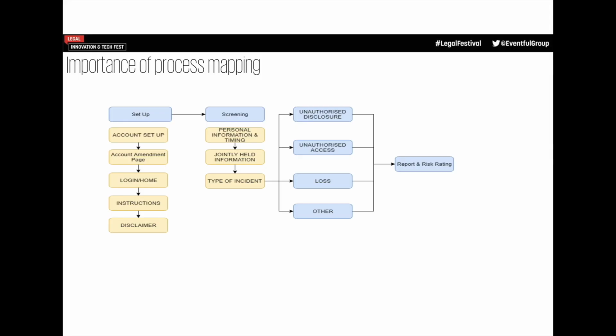Now, process mapping. I've lost my title at the top there, but process mapping became very important. For those of you that may have some familiarity with the legislation we're dealing with here, there are a number of types of data breaches, and indeed you can have multiple types in one event. So you have to work out how that process map works. At a high level, pretty simple. Set up your app, screen what's actually happened, and then decide which path to go down.